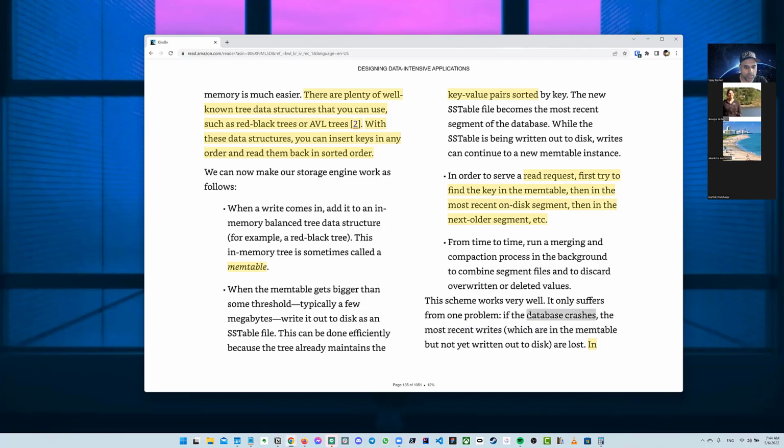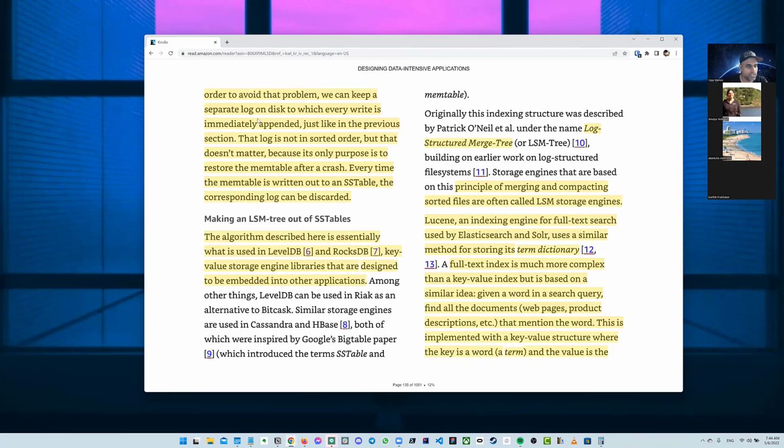So usually what they do in the background, in addition to having this tree and the algorithm to read and write, is they also have one more file, which is a log, just to keep track of everything in case the system needs to reboot and restore the memtable after a crash. Every time the memtable is written out to an SSTable, the corresponding log can be discarded. So that's really the heart of it.